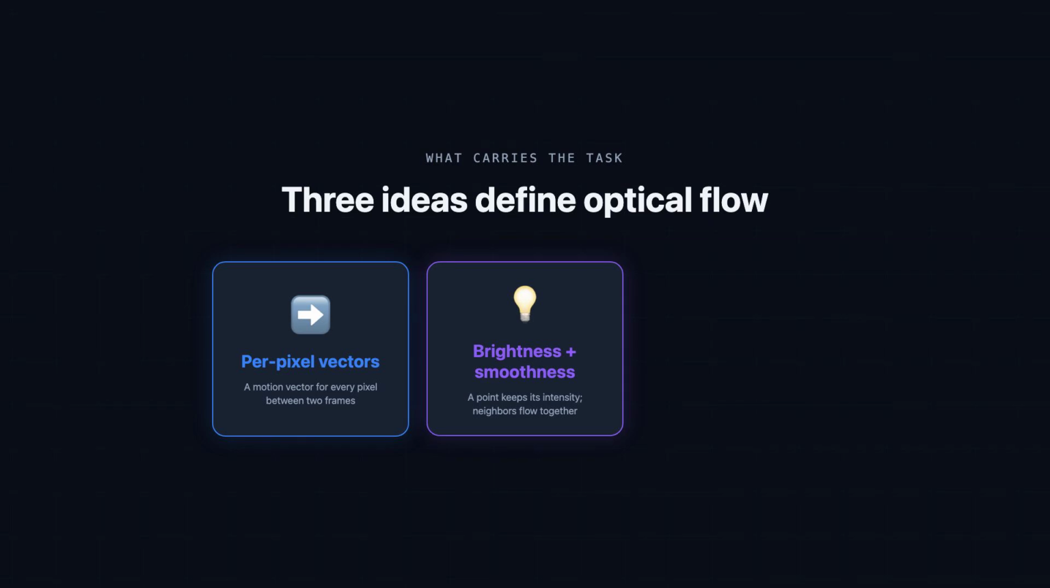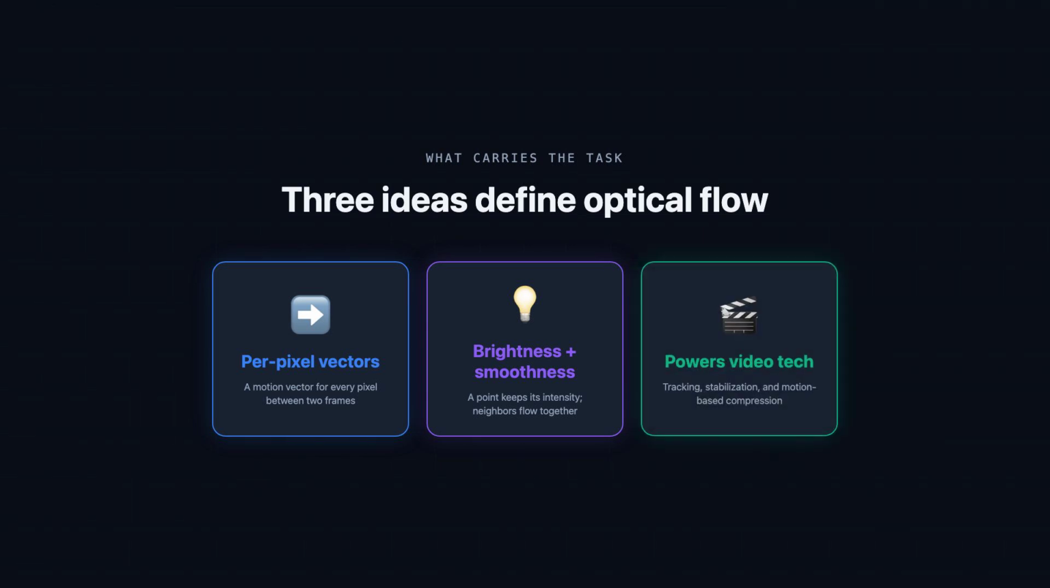The founding assumption. Classic flow rests on brightness constancy, the idea that a point keeps its intensity as it moves, plus a smoothness prior so that neighboring pixels tend to flow together and the ambiguity of a lone pixel finally resolves.